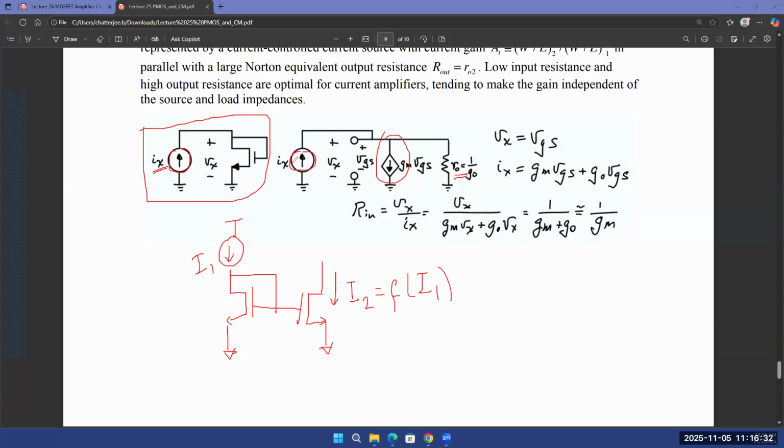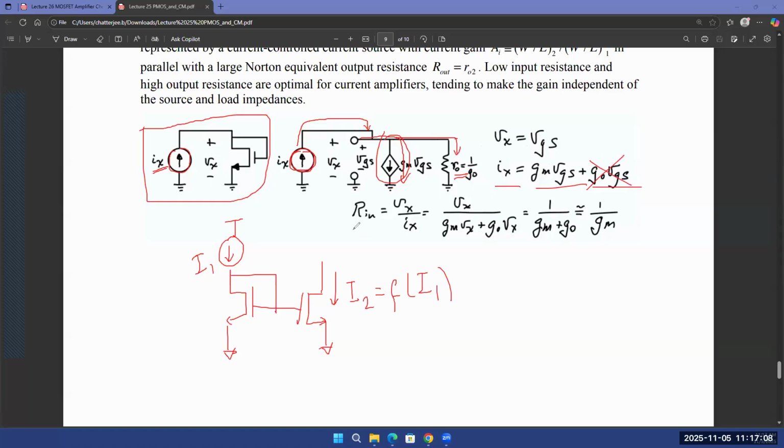Now, this current IX comes in, and because drain and gate are connected, as this current comes in, it gets connected at the gate terminal, and that same current flows at the drain terminal and flows through this gm VGS, and goes to ground. If you consider RO, then the current gets divided into two parts: one is gm VGS and one goes through RO. And because RO is 1 upon gO, you can always model that total IX as gm VGS plus gO times VGS. And if you don't want to consider RO, then this second term is just not there. Okay, so as simple as that.